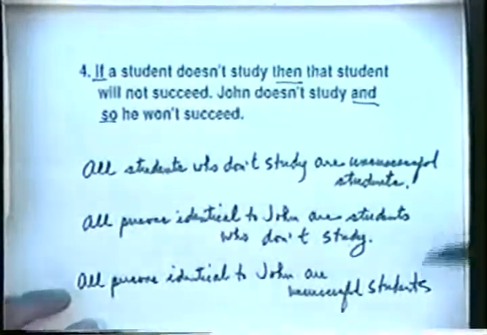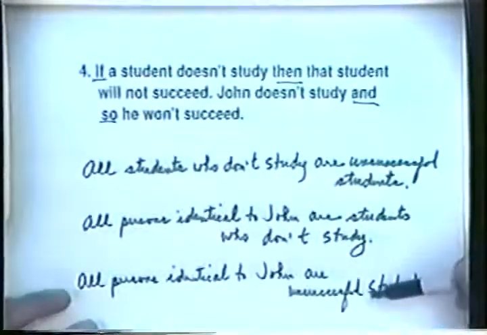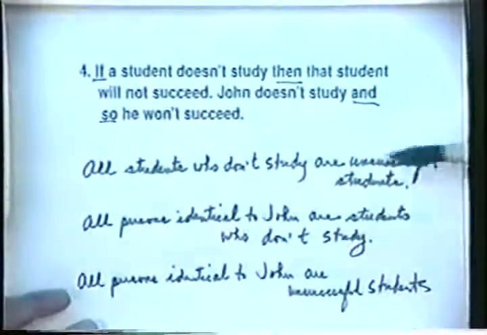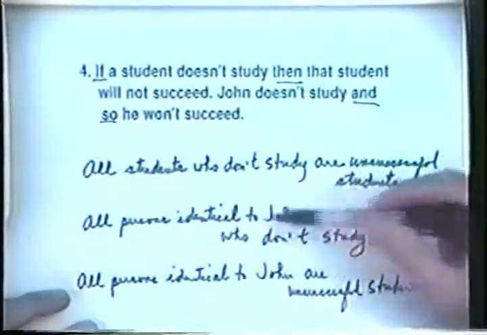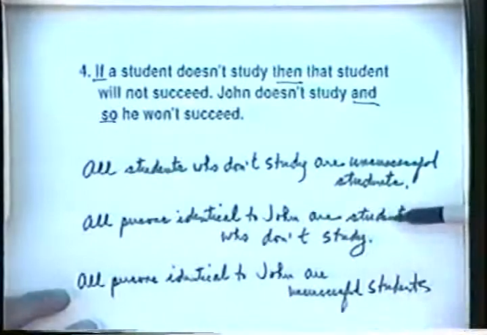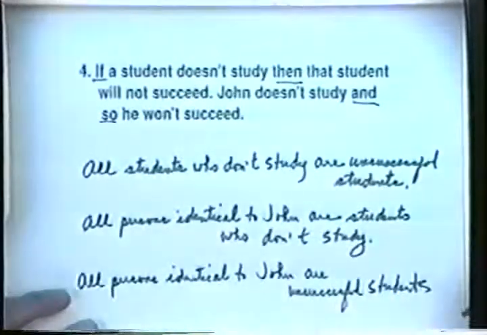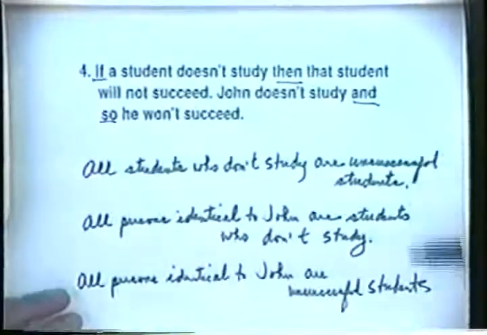And if you look at our terms then, count them, make sure, we've got 3 terms: students who don't study, unsuccessful students, and persons identical to John. Notice everything else is a repetition of those 3. So we've got our standard categorical syllogism, and if you read it, you'll see that it's an argument that has the same force, or says the same thing as that conversational if-then that we began with.